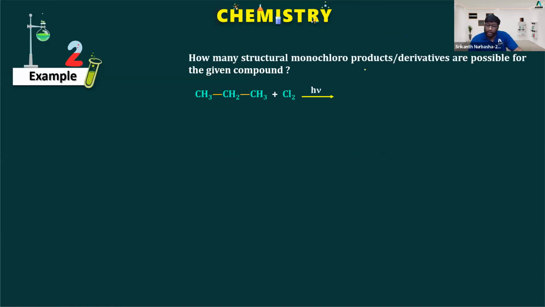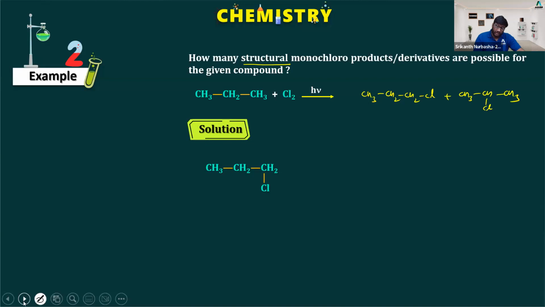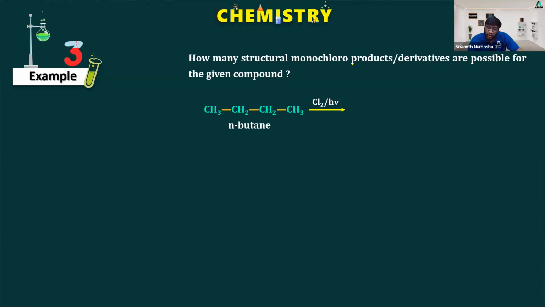How many structural monochloro products or derivatives are possible for the given compound? CH3, CH2, CH3 plus Cl2 in the presence of hν. How many structural monochloro products are they asking? What are the compounds you can expect? CH3, CH2, CH2, Cl plus CH3, CHCl, CH3. That is how many structural products you obtain? 2. What are those? 1-chloropropane and 2-chloropropane.